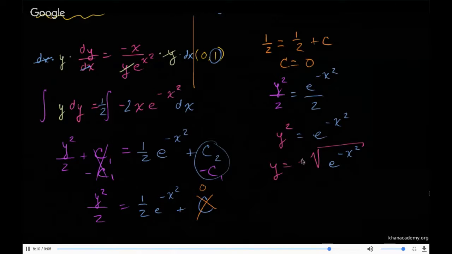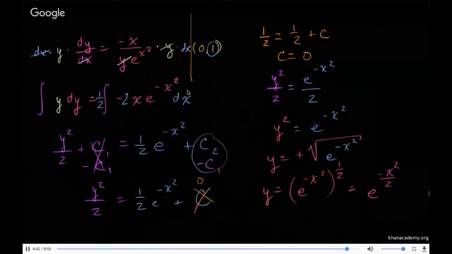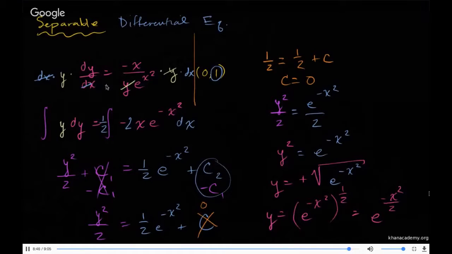We're only going to be dealing with the positive square root, or we could write y is equal to e to the negative x squared to the 1/2 power, and that of course is equal to e to the negative x squared over 2. So y equals e to the negative x squared over 2 is a particular solution that satisfies the initial conditions to this original differential equation. So just as a review, because we could algebraically separate the y's and dy's from the x's and dx's, we're able to integrate both sides, and use the information given in the initial condition to find the particular solution.